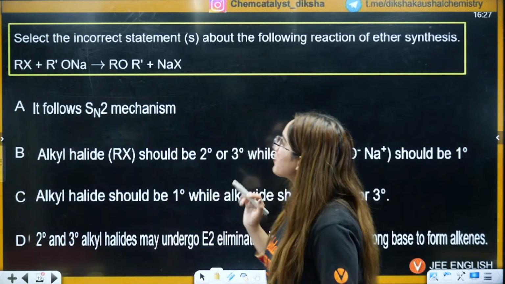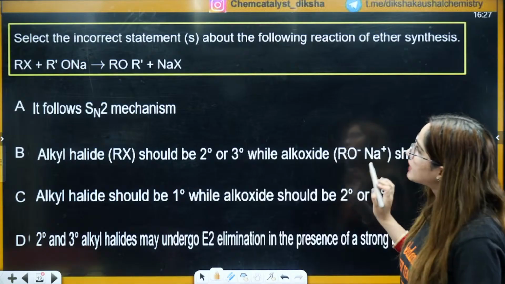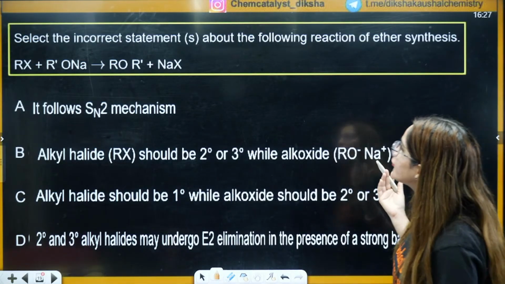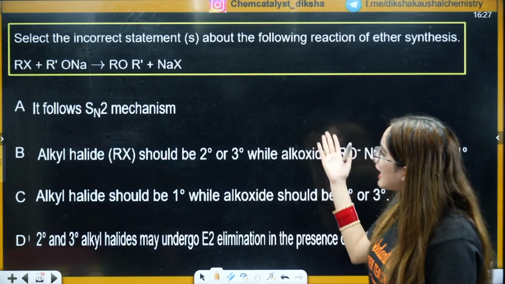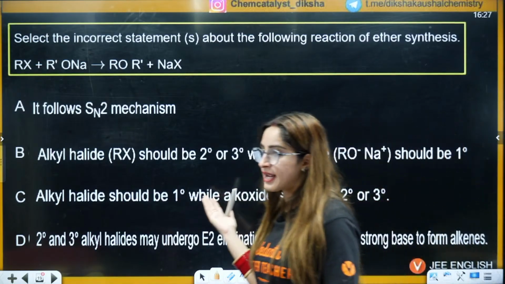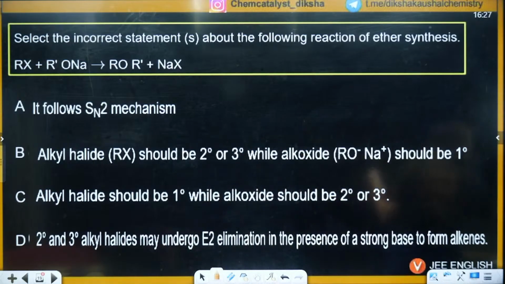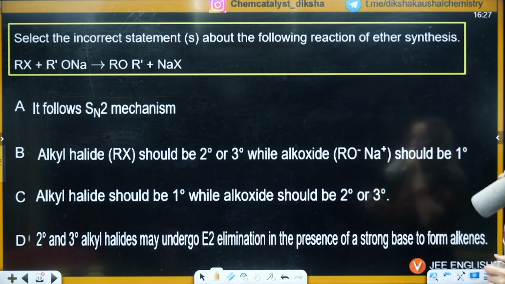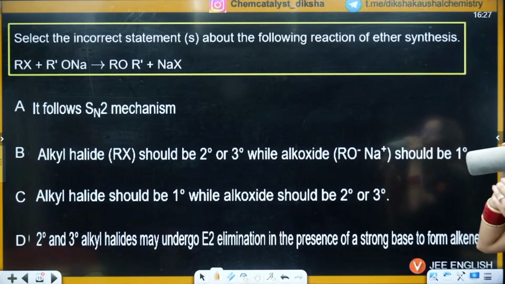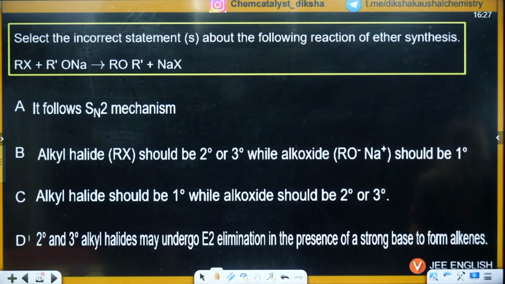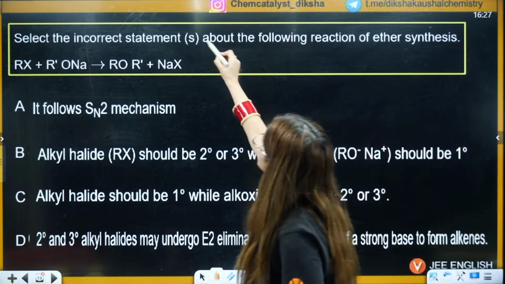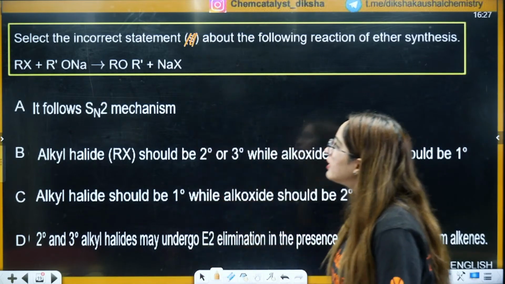Okay, next question is: select the incorrect statement about the following reaction. So firstly tell me, what is this reaction, students? What is the name of this reaction? Very simple. You have to select the incorrect statement here, and there will be only one incorrect statement because it's not a multiple answer question.